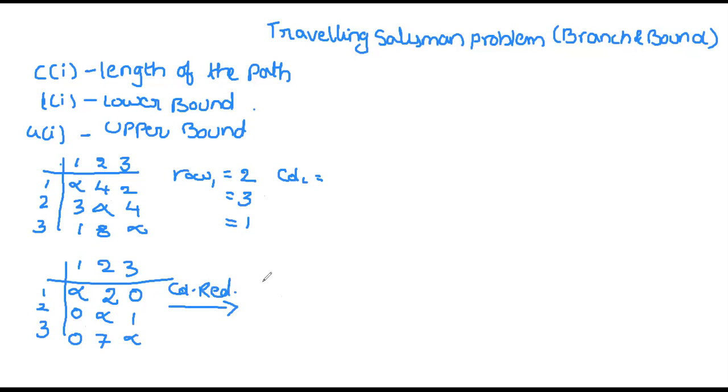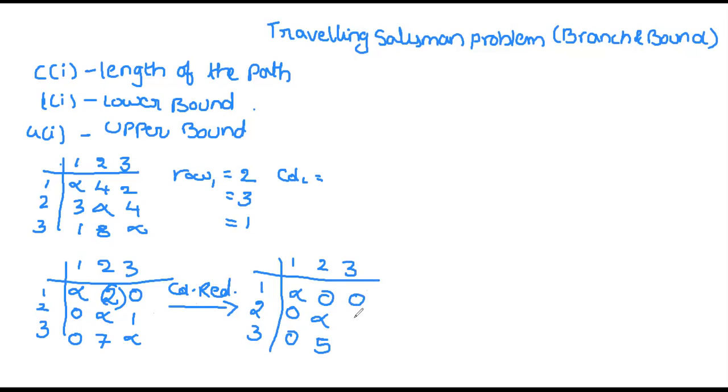Column reduction is applied by subtracting the minimum column value from the particular column. In the first column the minimum is 0, so infinity, 0 minus 0, 0 minus 0. Here 2 is the minimum in the second column, so 2 minus 2 is 0, infinity, 7 minus 2 is 5. After that, 0 is the minimum value.